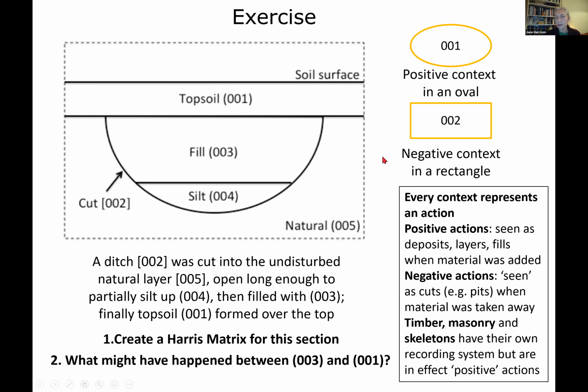And quite often you'll find in Harris matrices that positive contexts where things are added, like deposits and layers, will be in an oval, and the negative ones, the cuts where you're taking stuff away, will be in a rectangle. And what I ask you to do is to think about creating a Harris matrix for this section. And I'm giving you the answer to this one. I'm giving you some other ones to think about, and also for you to try and think about what could have happened between the ditch filling up and this topsoil forming. And we'll talk about that as well in the seminar.